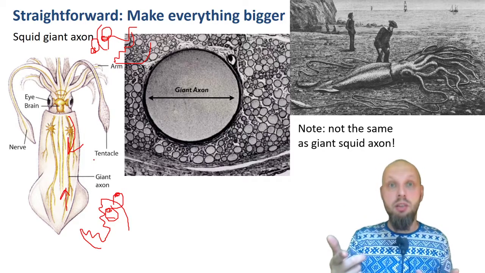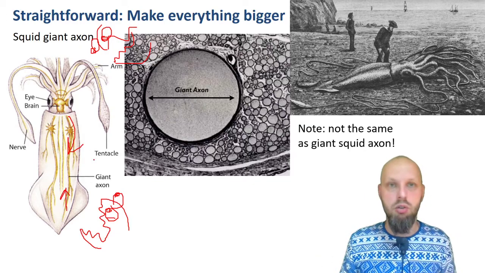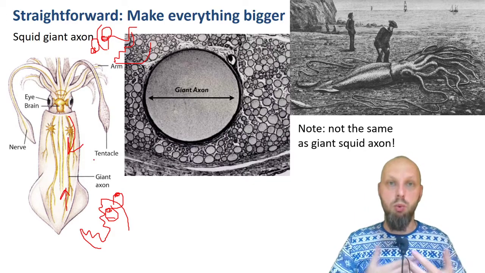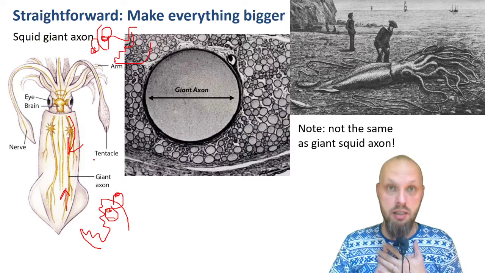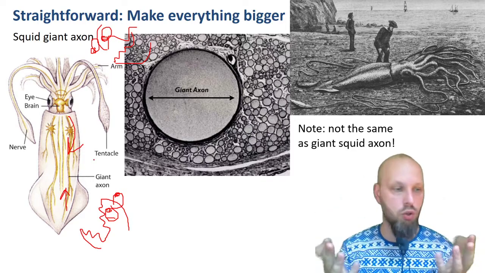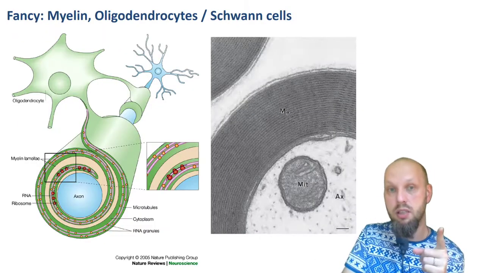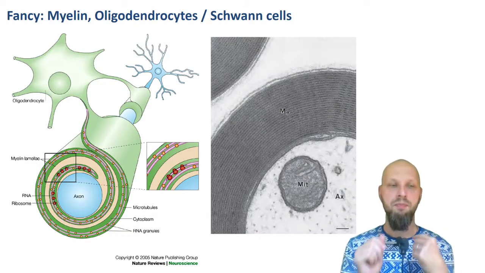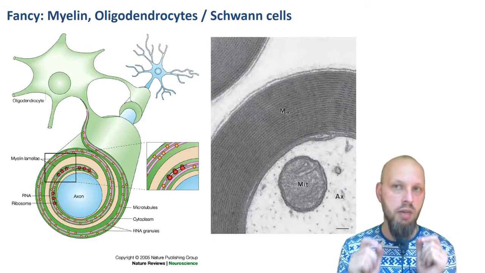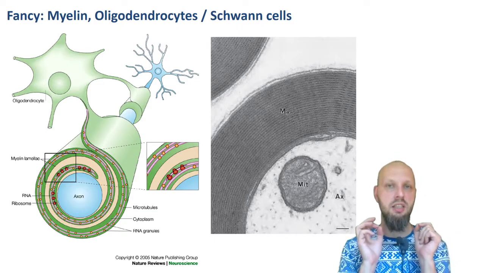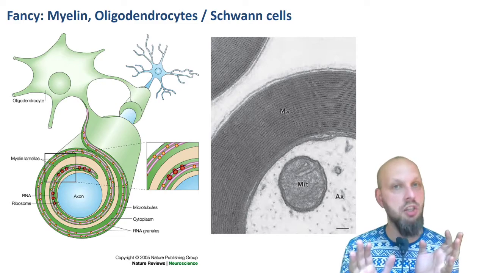Okay, and that's what squid do, and that's what insects do, and that's what invertebrates do. But we don't do that. We don't have giant axons, and neither do whales. But communication within our bodies is actually pretty fast, and we use a different system. We use a thing called myelin, and I won't go too much in depth here, but I will just mention it in really broad strokes.